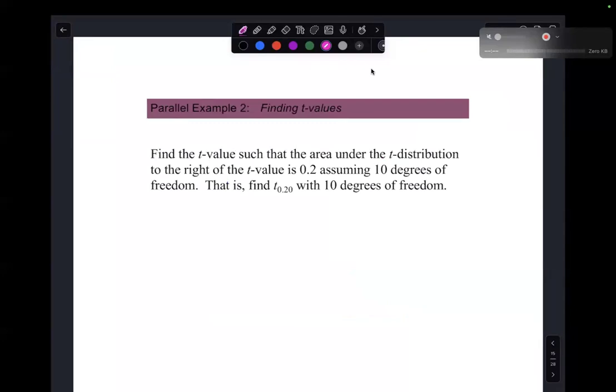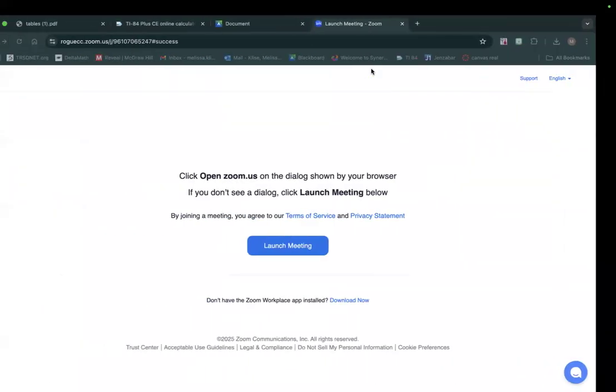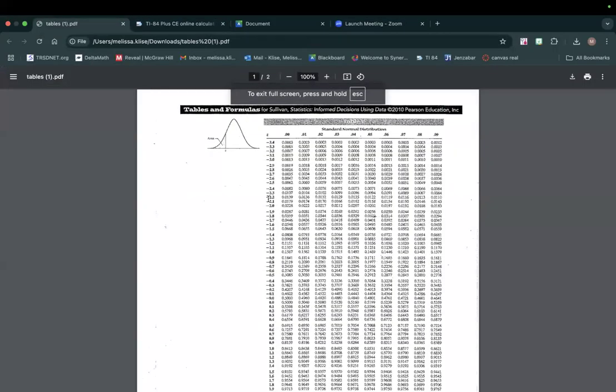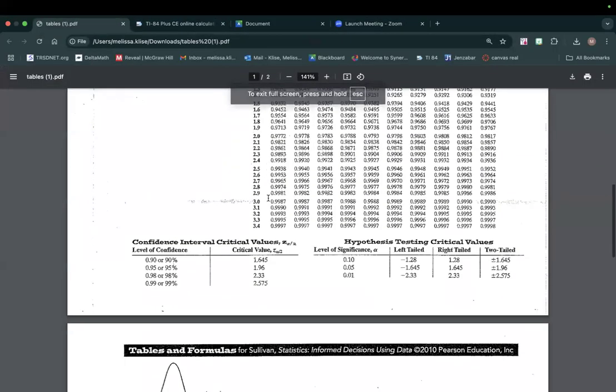All right. So I'm going to show you how to do this on your t table. What I'm looking for, we're looking for the area to the right is 0.2, assuming 10 degrees of freedom. So I am looking for t sub 0.20 with 10 degrees of freedom. So let me show you what that looks like. I have a t table somewhere. Here it is. Okay, that's not it. Second page of your z table.